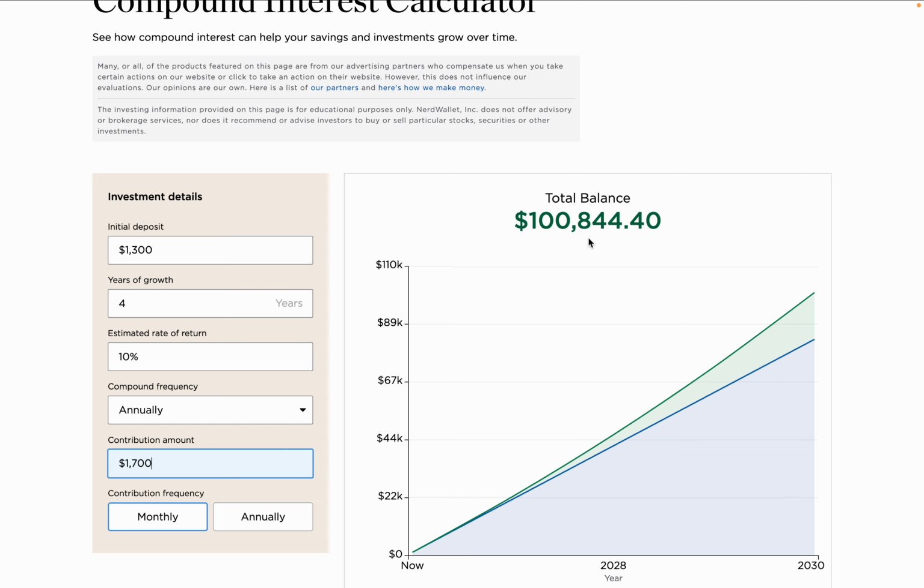Notice how dramatically the monthly contribution increases as your timeline gets shorter. That's because time is one of the most powerful tools investors have.